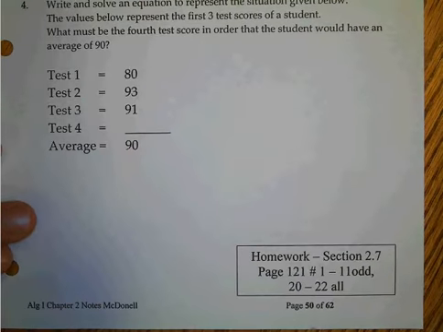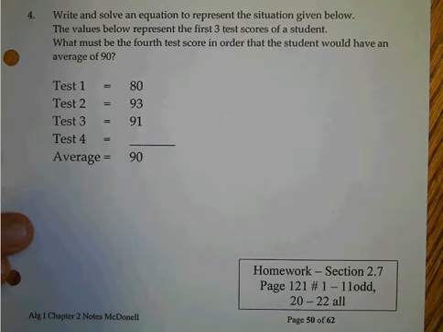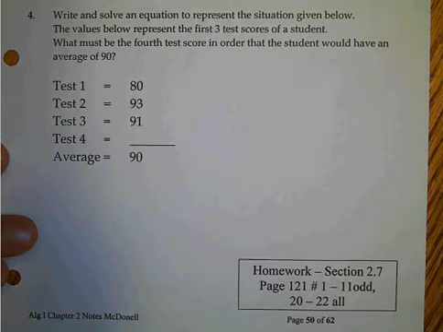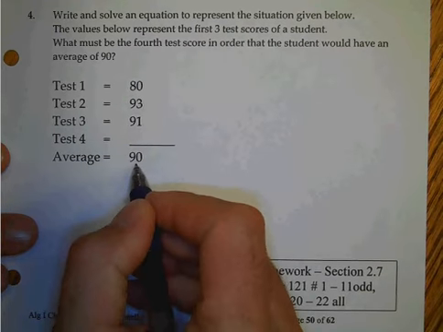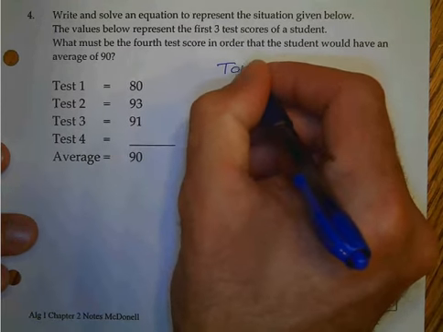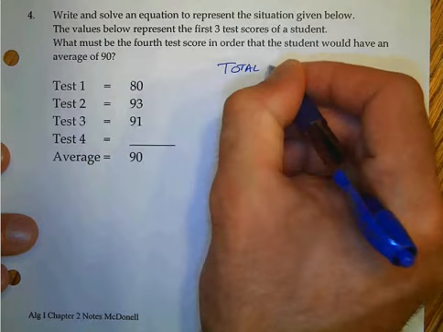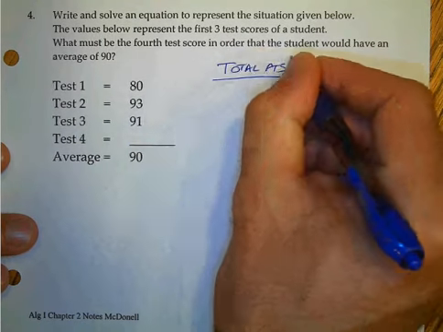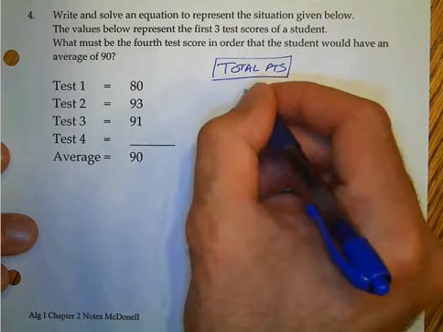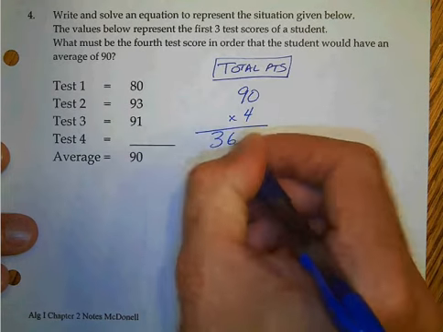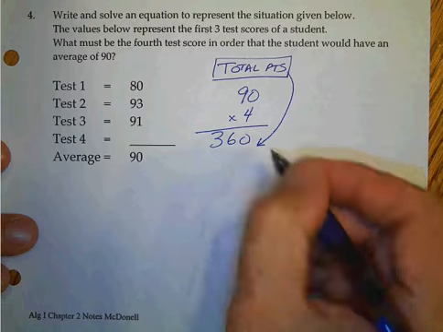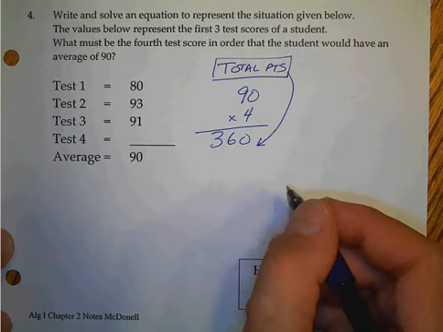So let's look at our final example. Down here at the bottom, it says we have already taken 3 scores. What must we get on the 4th score to average 90? So in my first section, I'm going to put total points. What's the total points that we need to average 90? Well, that means 90 times 4 is 360. So I need to have a total points of 360.